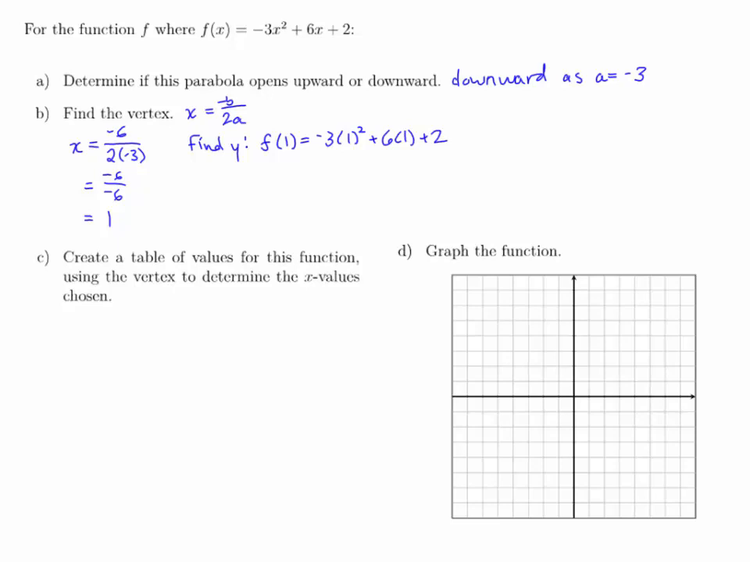So I've evaluated the function f at 1, and now I can simplify that. Negative 3 times 1 squared is negative 3. I'm adding 6 times 1, so I'm adding 6, and then on the end I'm adding 2. So when that's simplified, negative 3 plus 6 plus 2 gives us 5. So now we can summarize that the vertex is the point 1, 5.